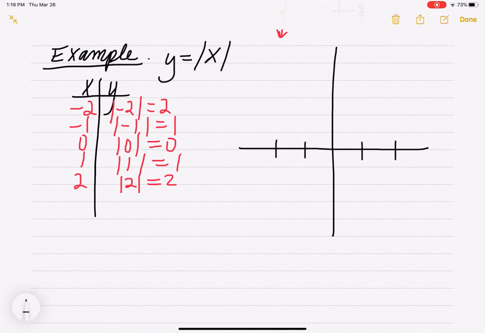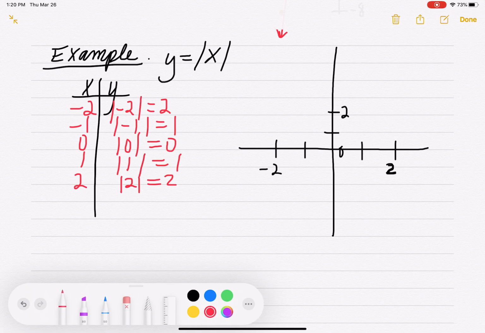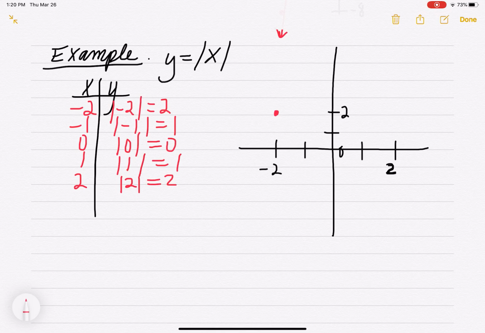I'm going from negative 2 to 2 on the x. And for my y's, notice my y's go from 0 to 2. There are no negatives here, so we're just going to go from 0 to 2. So let's plot those points. First of all, the first point, negative 2, 2. It's this dude here. Negative 1 is this dude here. 0, 0 is this dude here. 1, 1 is this dude here. And 2, 2 is this dude here.